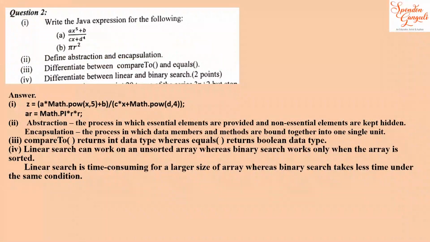Differentiate between compareTo and equals. As you all know, compareTo returns int data type, whereas equals returns Boolean data type. Another difference: compareTo compares two strings lexicographically and returns the ASCII difference between the two dissimilar characters, whereas equals checks both strings for equality in all respects and returns true or false accordingly.